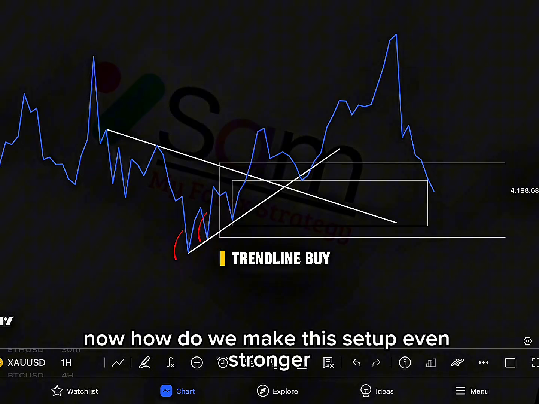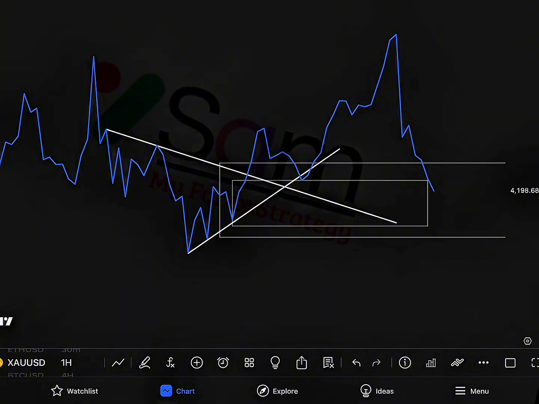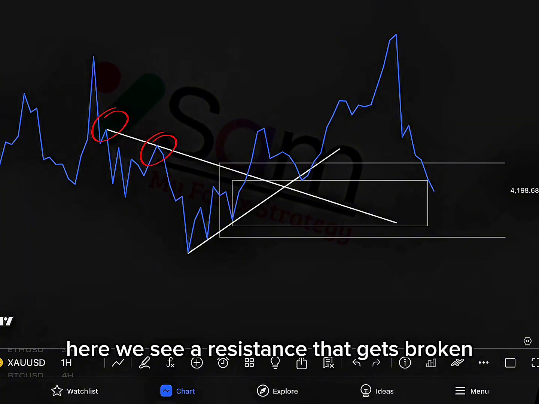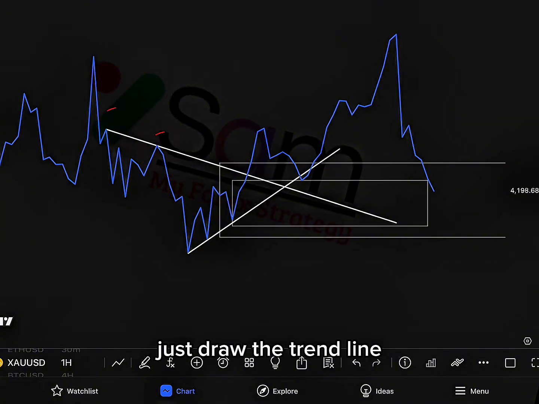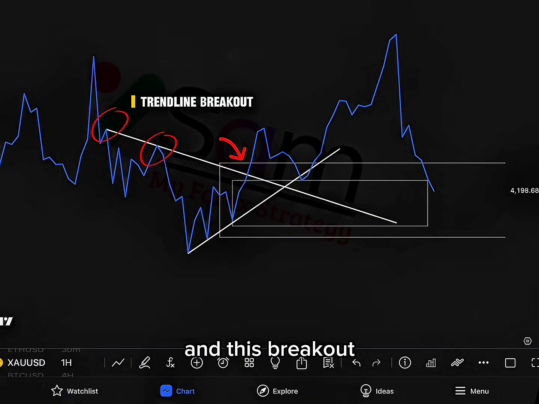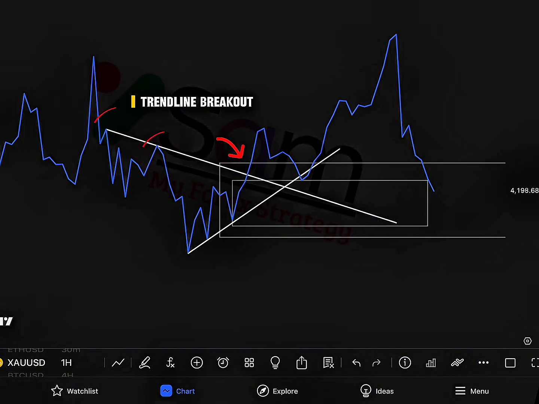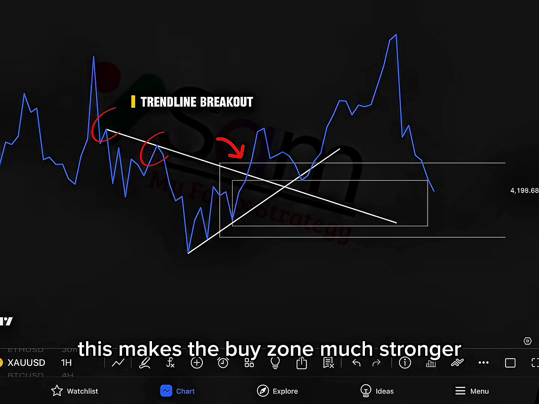Now, how do we make this setup even stronger? Easy. We look for another trendline confluence. Here, we see a resistance that gets broken. Just draw the trend line. This is called a trendline breakout. And this breakout trend line is also close to the bullish engulfing area. This makes the buy zone much stronger.